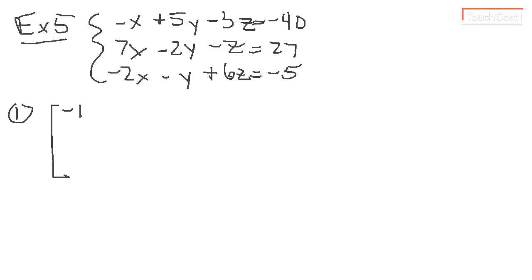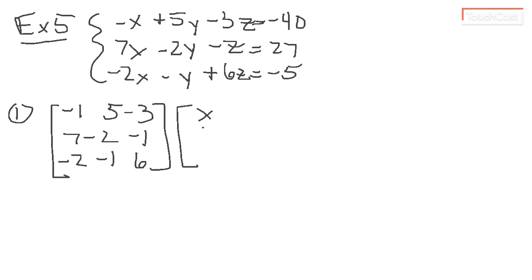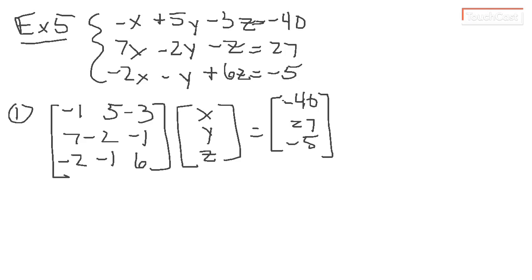We're going to have negative 1, 5, negative 3, 7, negative 2, negative 1, negative 2, negative 1, 6, times x, y, z equals negative 40, 27, and negative 5. So again, I would just use my calculator to find my inverse matrix.